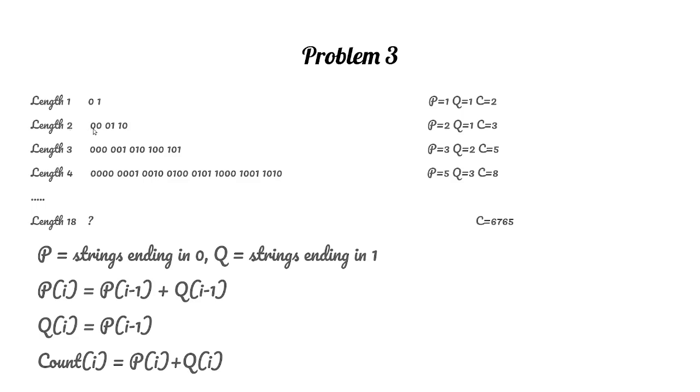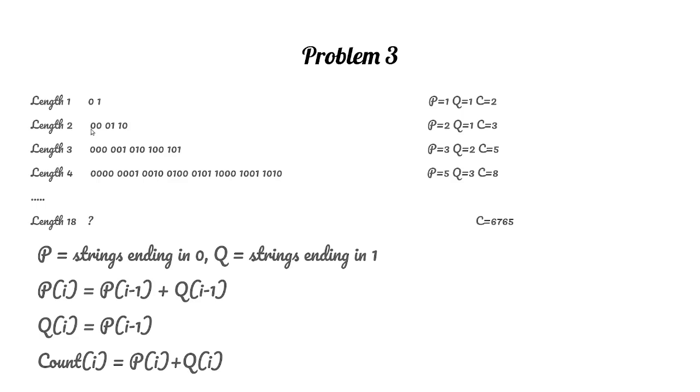In length 2, the first string is 0, 0. So when we have 0, 0, we can append 0 or 1 at the end of 0, 0. Both are allowed. But if we have any string ending in 1, like 0, 1, then we can append only 0 at the end of the string and not 1, because appending 1 will violate the condition. Therefore, we can derive all these strings of length 3 from the strings of length 2.